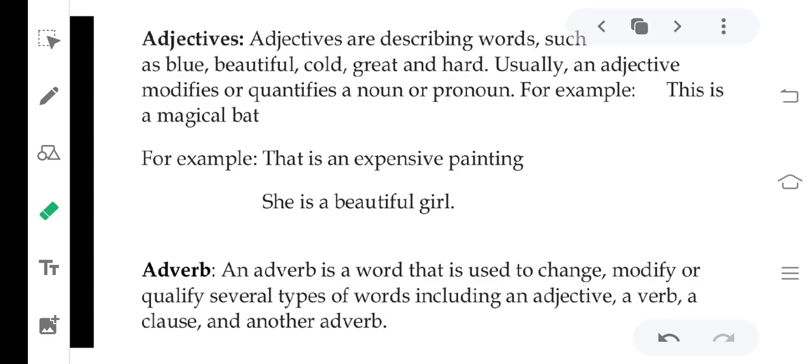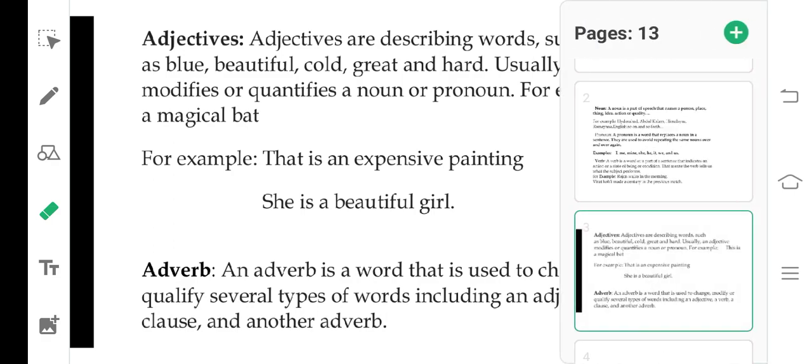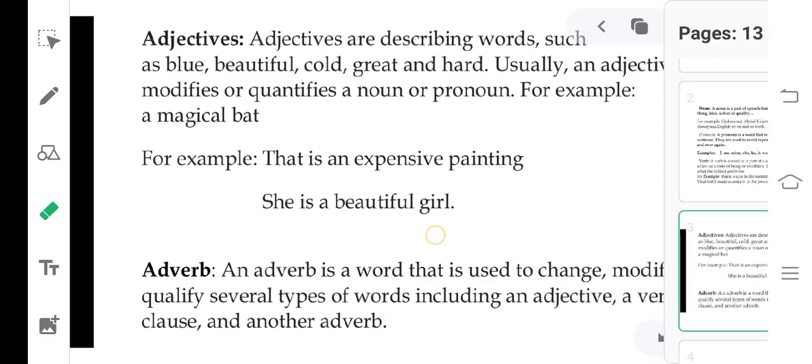Is it clear? And that is an expensive painting. We can say that is a painting, but if you use expensive painting, that is giving extra information. Okay, she is a beautiful girl. Beautiful is an adjective in this sentence.